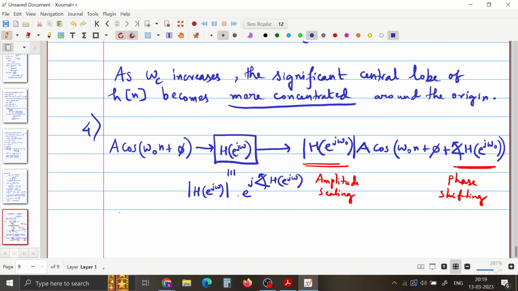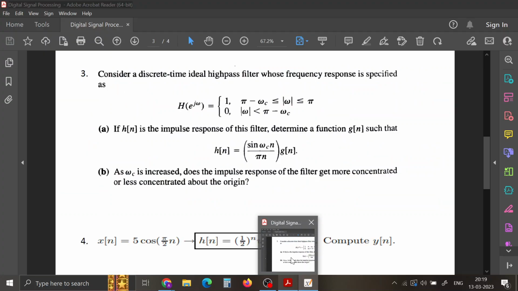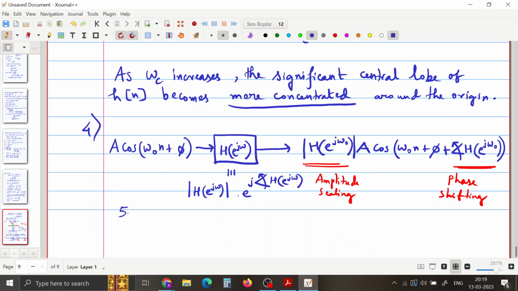So here in the question, it's just the same: 5 cos of pi by 2 n. If you compare with a cos of omega naught n plus phi, a is 5, omega naught is pi by 2, and phi is 0. And you already know the impulse response.